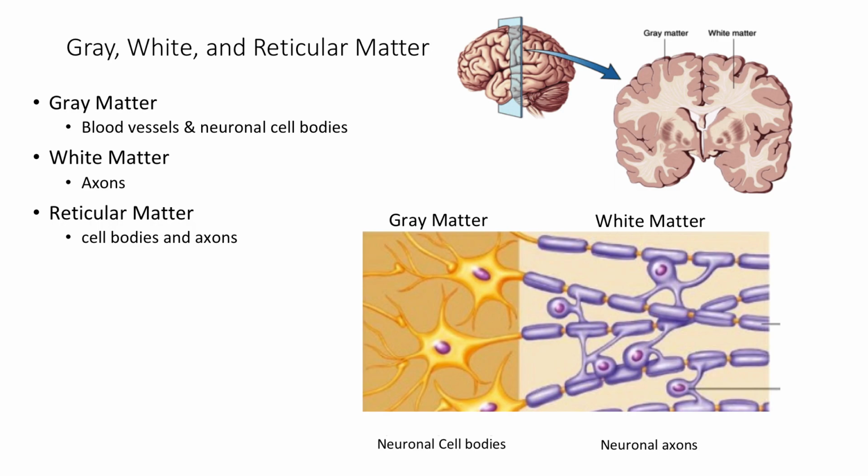Okay, so the brain has 3 types of brain matter. We have gray matter, we have white matter, and reticular matter. So gray matter is mainly on the outside layers of the brain, and this is also called the cortex. And some structures in the middle of the brain are also gray matter too. We'll talk about this later. So gray matter consists mainly of blood vessels and neuronal cell bodies. So I need you to remember this.